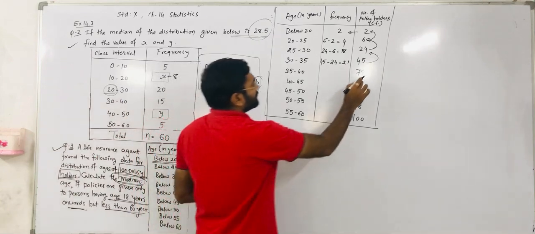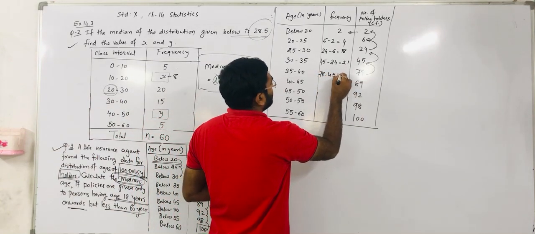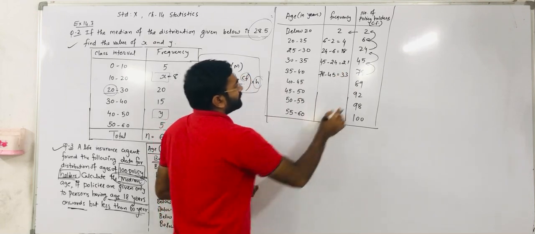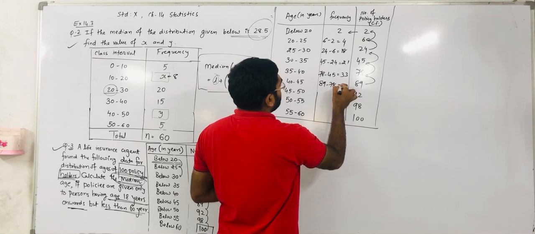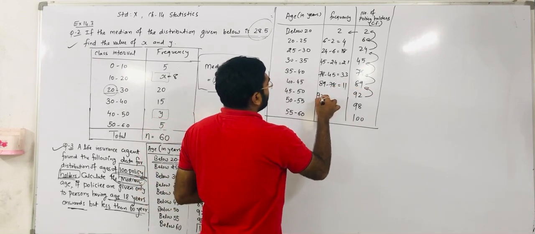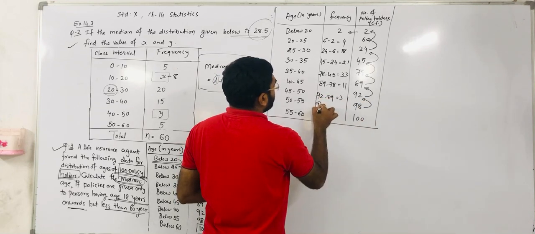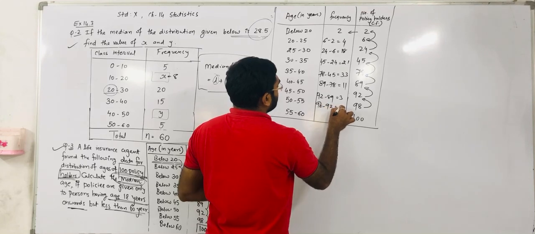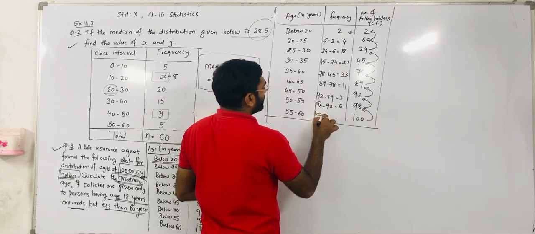Right? Same way 78 minus 45, so we get 33. 89 minus 78, so we get 11. 92 minus 89, so we get 3. 98 minus 92, so we get 6. And this last one is 2 only.